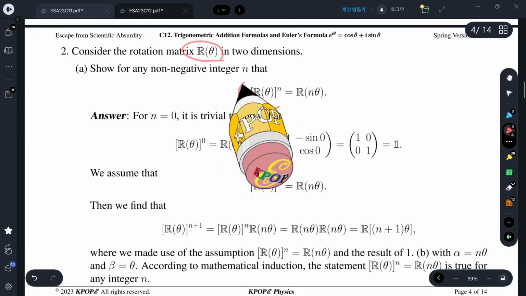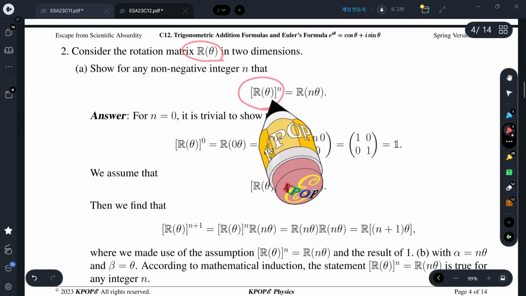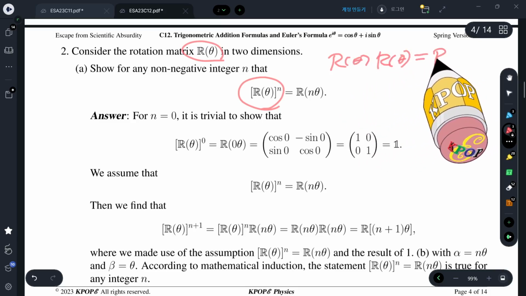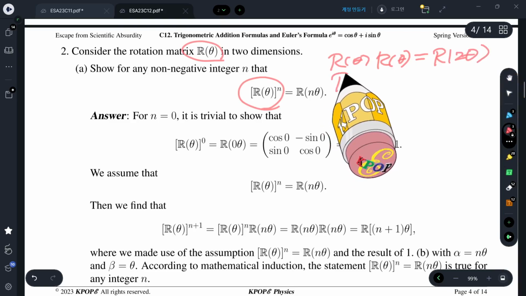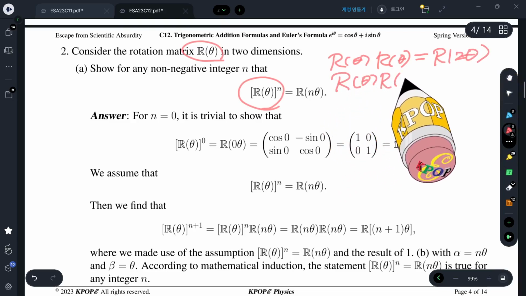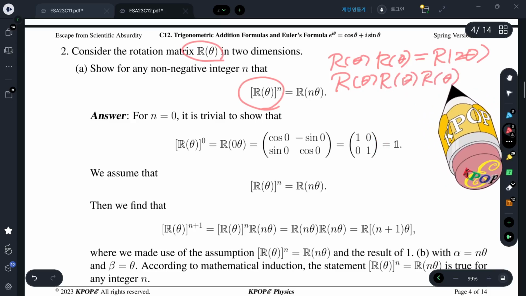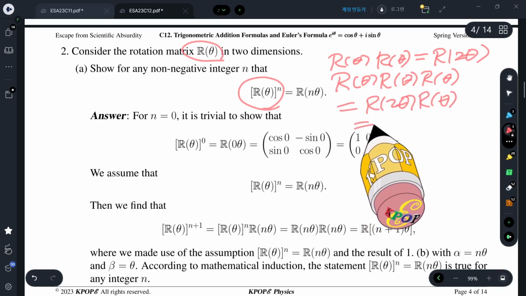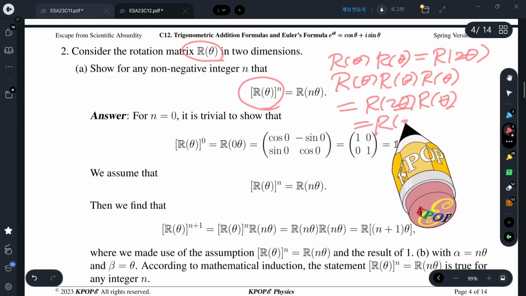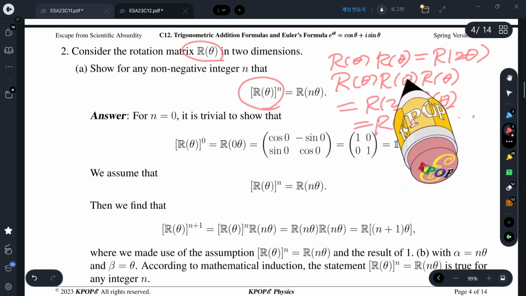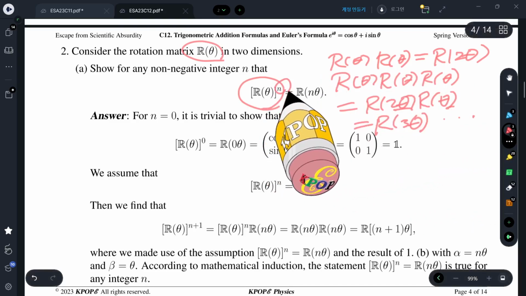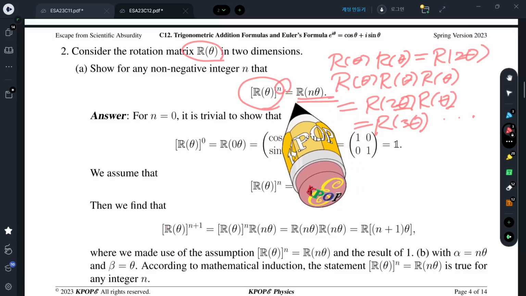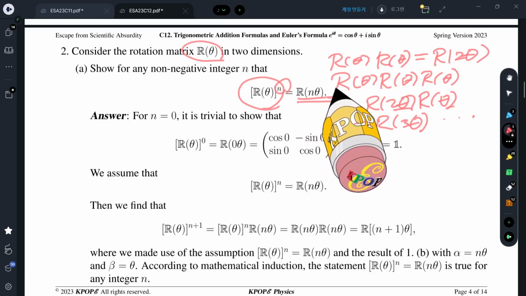Rotation matrix can be multiplied n times. In that case, if I multiply twice, the result is 2 theta. If I multiply one more, then 2 theta and some of them, 3 theta, and so on. So if I keep multiplying R theta n times, it is apparent that the result is a single rotation matrix by n times theta.